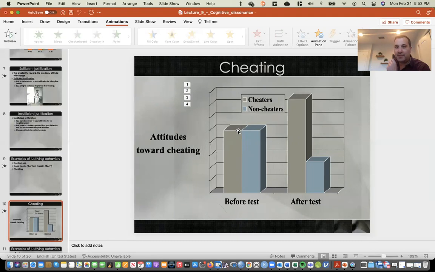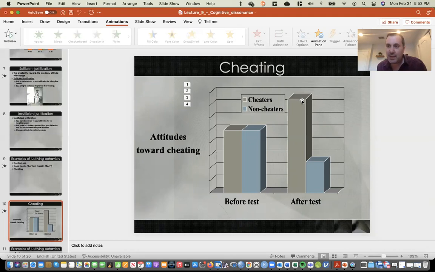And then what happens is that the cheaters' attitudes towards cheating get even more positive. You can see the gray bar increases here. So in other words, these are kids who just cheated on a test. Then they're asked the question, what is your attitude towards cheating? They say, oh, well, now that I think about it, cheating is really not that bad. It's really not a big deal at all, right?